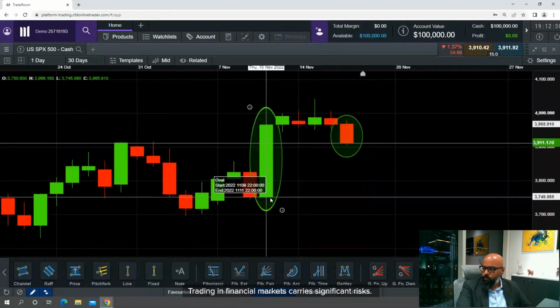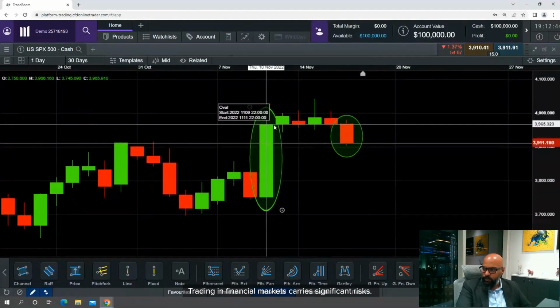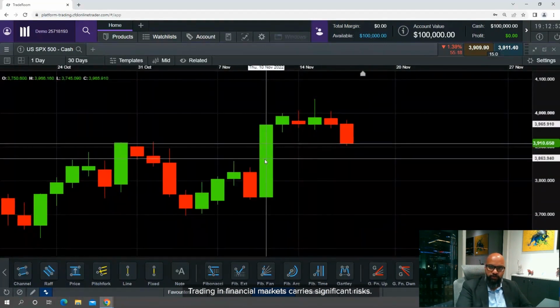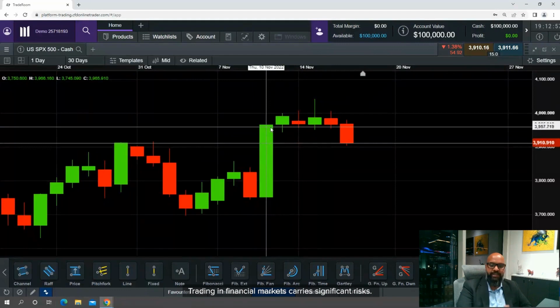Now if you look at this particular green candle here, this candle opened at 3750 or 3749, and it moved all the way up and closed at 3965, and hence it is a green candle. So how would I read this particular candle? I know on the 10th of November the market has gone up because of looking at the green candle.